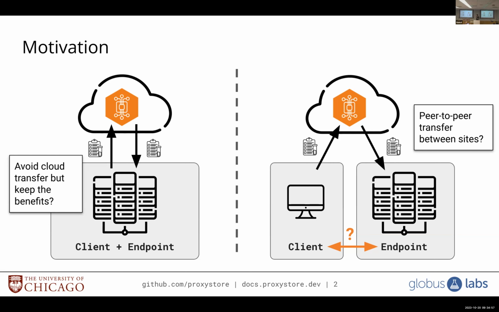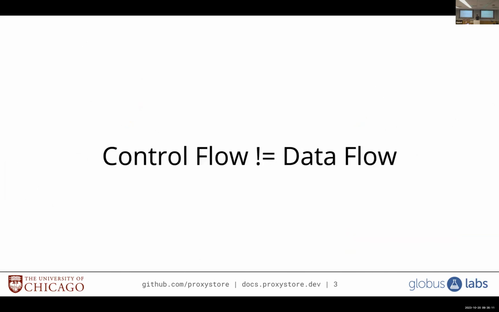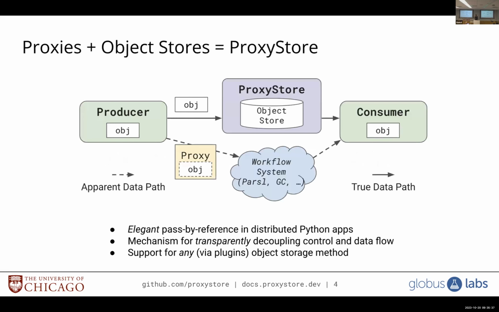And the second is, when your client and your endpoint are in different networks, can we do peer-to-peer transfer directly between the sites, circumventing some of the limitations of cloud transfer, such as the 5 megabyte payload limit that Globus Compute adds? More generally, a lot of times we tightly couple the flow of control and the flow of data in our workflows, but really they need to be treated separately. And when you treat them the same, you're going to have to make compromises somewhere. I think we tend to make compromises on the data side, at least in Parcel and Globus Compute. So hopefully with some elegant new programming paradigm, we can get the best of both worlds. And that's what ProxyStore aims to do.